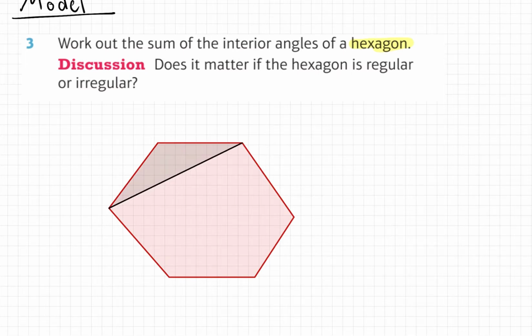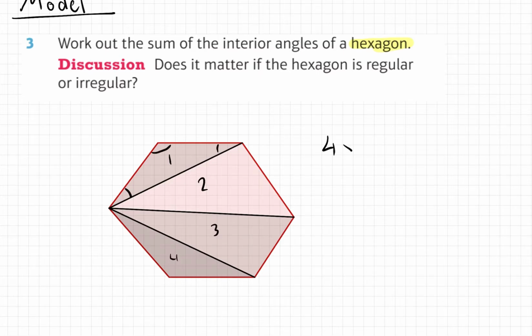I've got 1, 2, 3, 4. Well, we've got 1, 2, 3, 4, and all the triangles add up to 180. We've got 4 of them, times that by 180, and therefore the sum of the interior angles is 4 times 180, and that's 720 degrees.